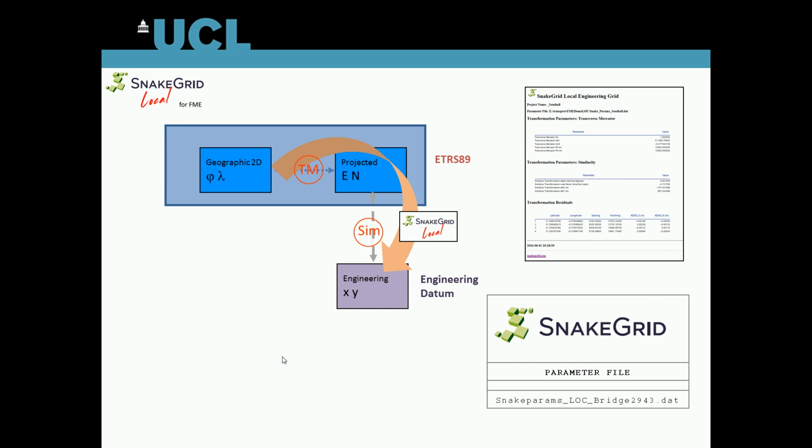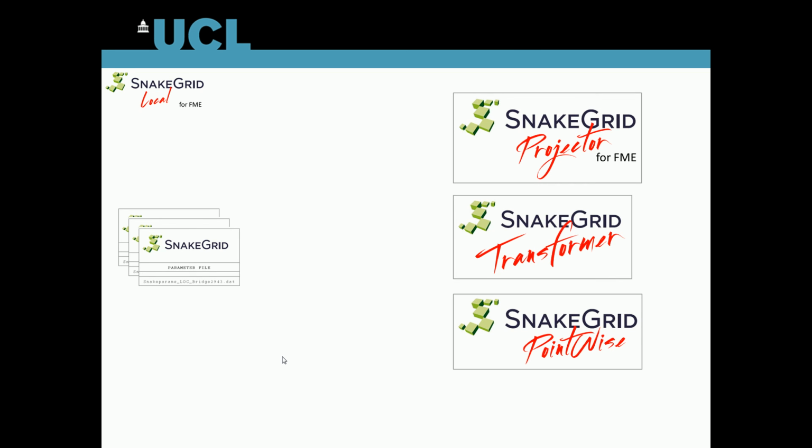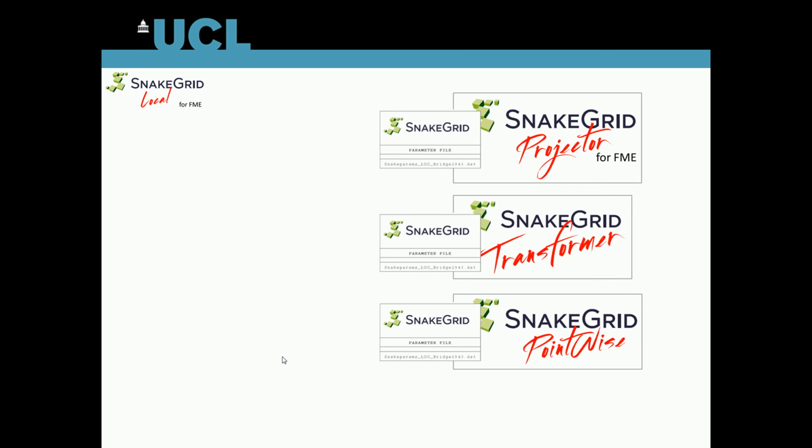But the other output is a parameter file in the SnakeGrid system. In this example, the parameter file is in the local system bridge 2943, which was referring to that specific engineering project. The advantage of that is that the SnakeGrid parameter file can then be fed into any of the other software that uses the SnakeGrid system: SnakeGrid Projector, SnakeGrid Pointwise, SnakeGrid Transformer, or any of the third-party software that produces that. So you can pass that SnakeGrid parameter file around, and everybody is using a common way of referring to how that engineering project links to the outside world.